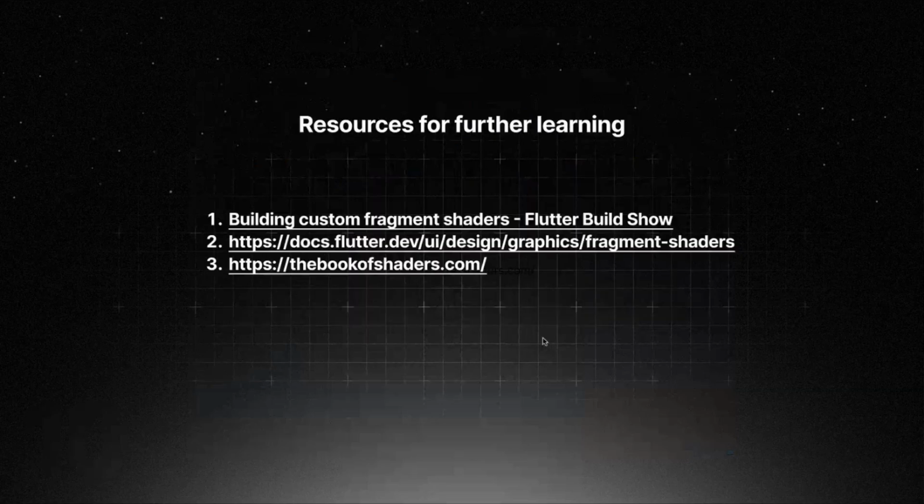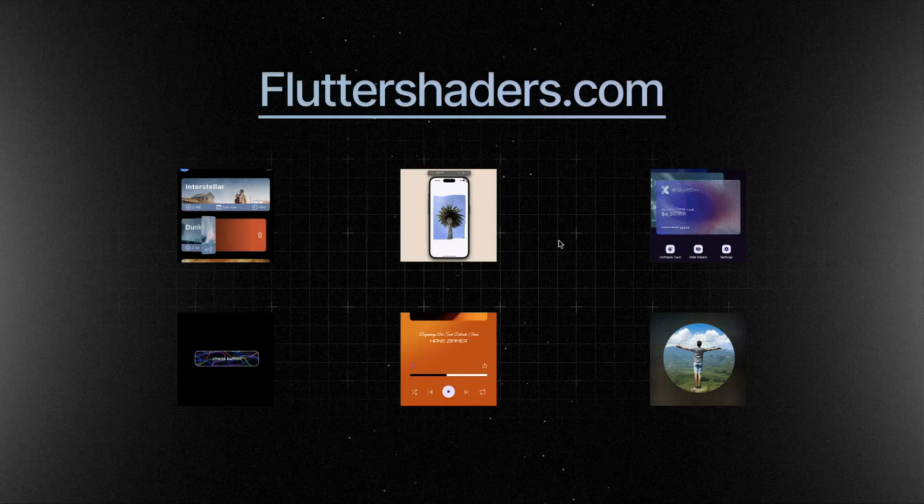And now I want to skip these parts, go straight into the resources for tutorial learning. The first thing you want to do is, if you didn't pick up with me the first shader today, you can do the same by watching the video about custom fragment shaders at the Flutter Build Show. And there is very well detailed documentation about fragment shaders in Flutter, but most importantly, if you want to learn GLSL and the art of programming at the GPU, you want to take a look at the book of shaders, which is probably the best place to start reading about that.